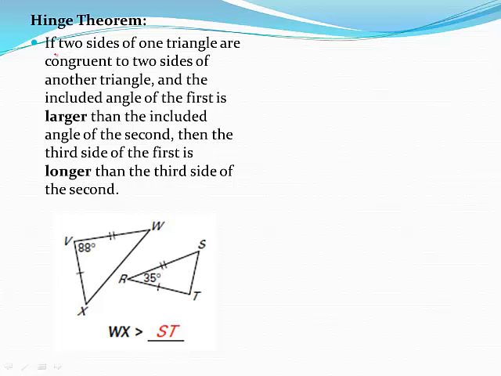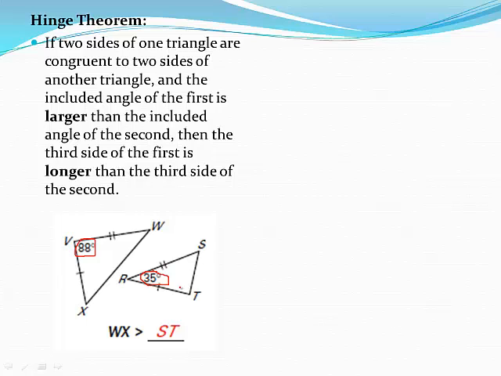So what the Hinge theorem states is that if two sides of one triangle are congruent to two sides of another triangle, again, think of your compass, your pencil, and your needle, and the included angle of the first is larger than the included angle of the second, so the angle that is created with the pencil and the needle of your compass, then the third side of the first is longer than the third side of the second.